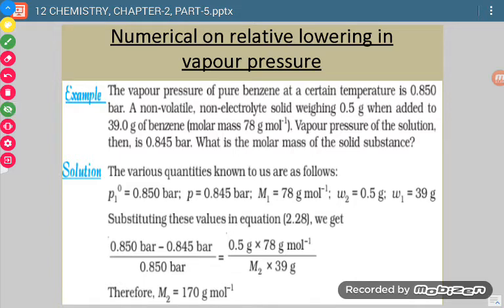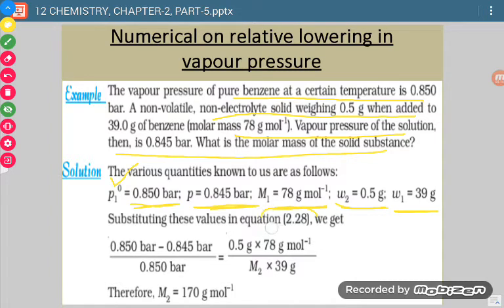Now see, whenever a numerical comes, we have to read the numerical twice first of all. Then we will come to know what all things are given. Now what is given? The pressure of the solvent in its pure state is given, this one. The pressure of the solution is given, this much. From the formula itself we know the molecular mass of the solvent. Then the weight of solute is given, and the weight of solvent is given.